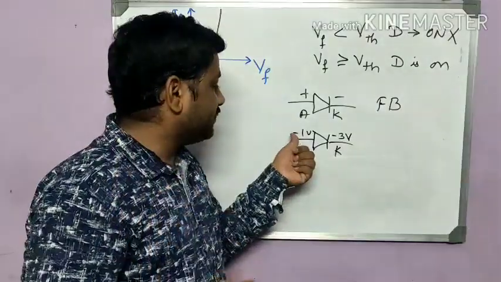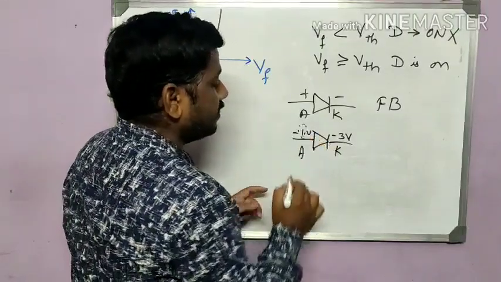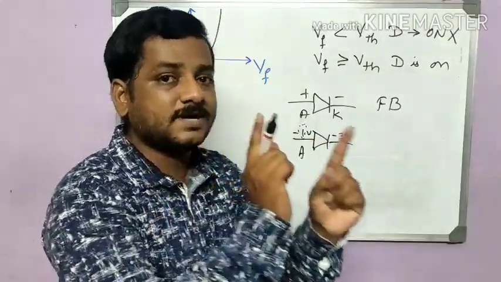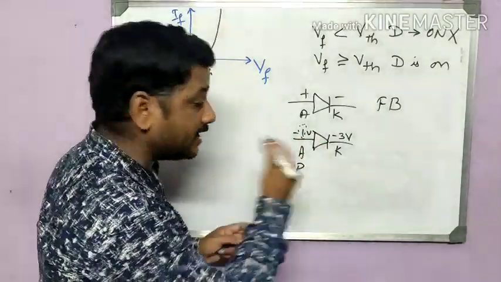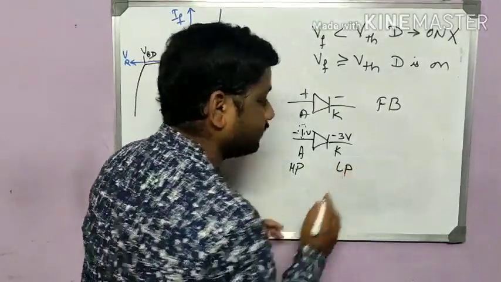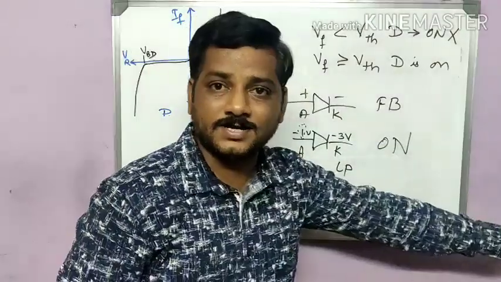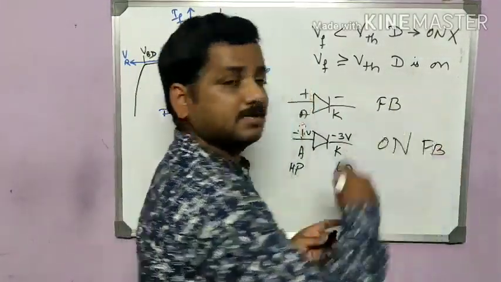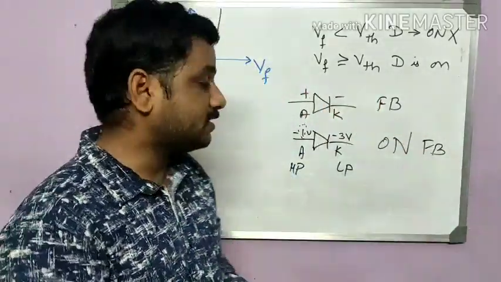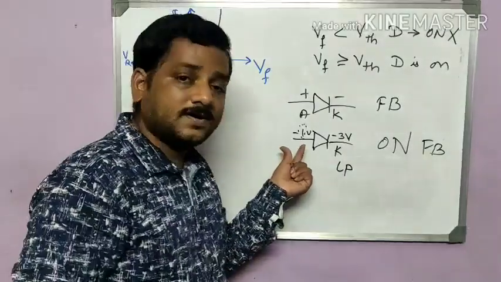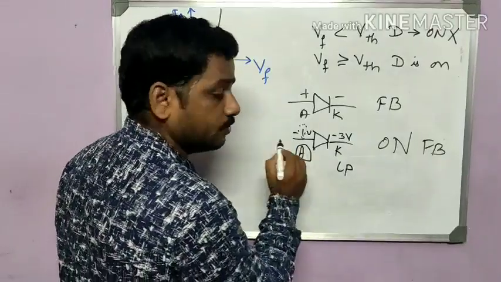Think about it. Here both are negative voltages, but minus 1 is greater than minus 3, right? So we can say the anode is at a higher potential than the cathode, and the cathode is at a lower potential. So this diode will be on. There will be flow of current. This is forward bias. So it doesn't matter whether we are giving minus or plus. It's all about whether we have a higher potential at the anode or not. If we have a higher potential at the anode, then the diode will conduct.